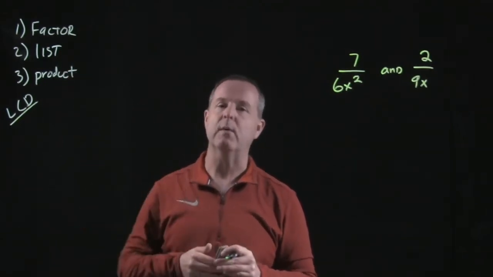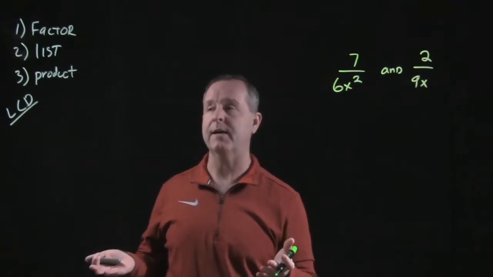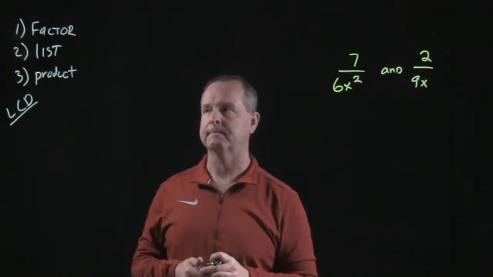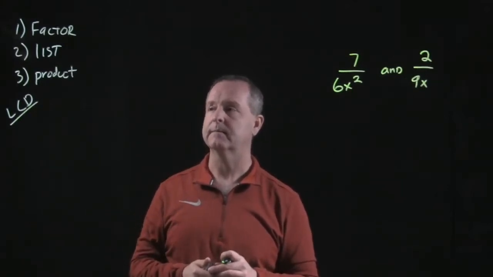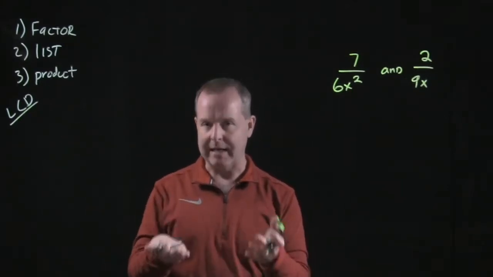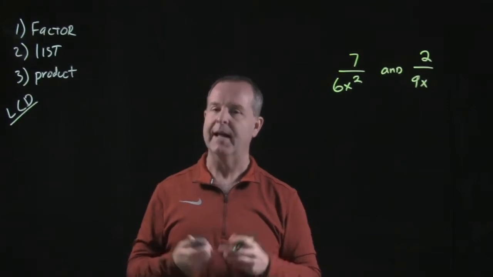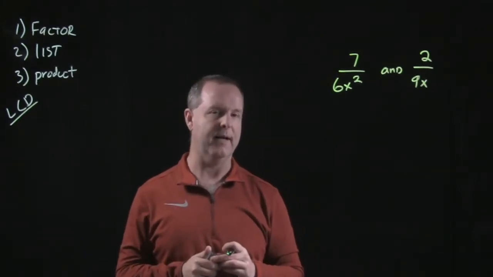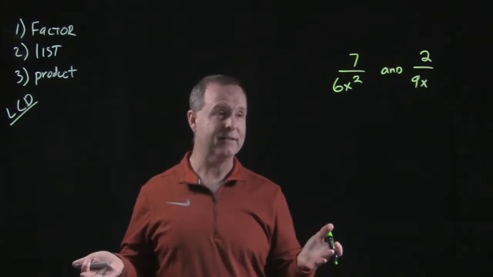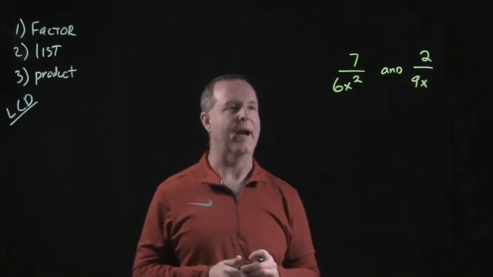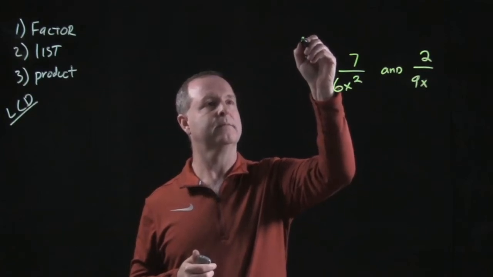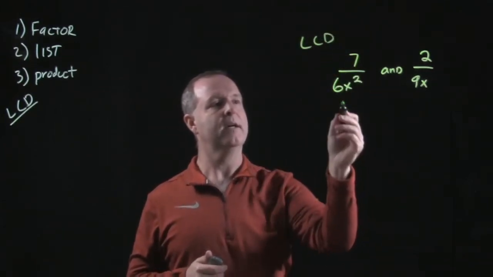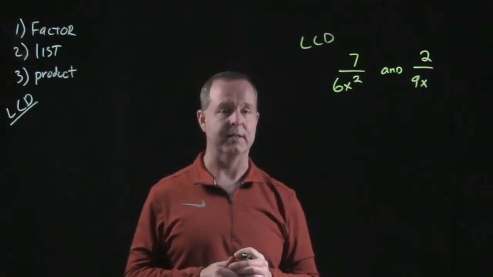First thing we want to do is factor each denominator down to its prime factors. Then we're going to list all of the factors that are unique, and then we'll take the product of those factors. That's going to give us our lowest common denominator, which we need to have in order to add rational expressions. So for example, what's the lowest common denominator of these two expressions?